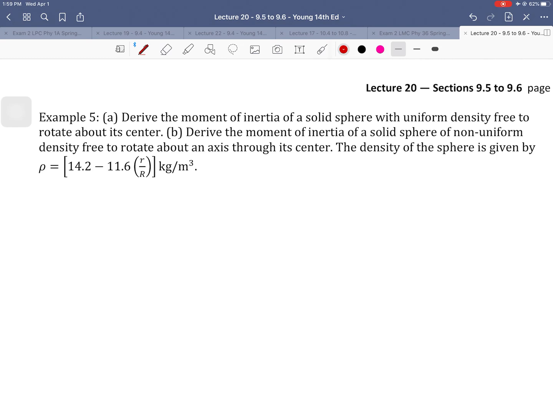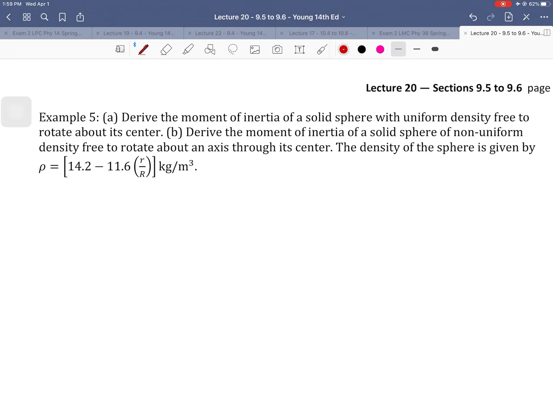All right. So, in example 5, we're looking at our sphere. In part A, I say to derive the moment of inertia of a solid sphere with uniform density free to rotate about its center, and then derive the moment of inertia of a solid sphere of non-uniform density free to rotate about an axis through its center, where the density is given with the following formula. All right, so let's go ahead and get into this one.